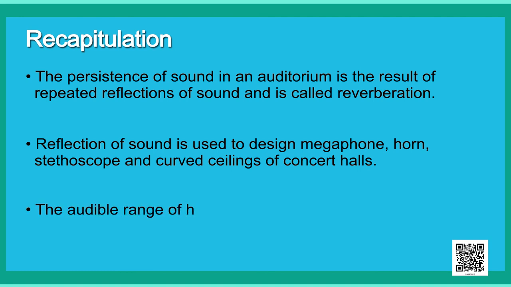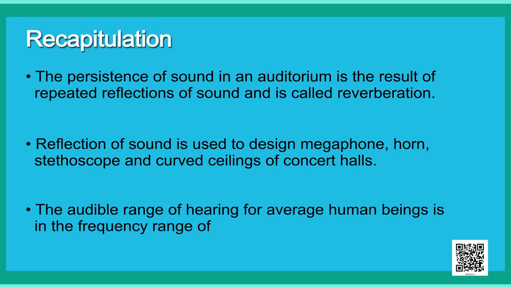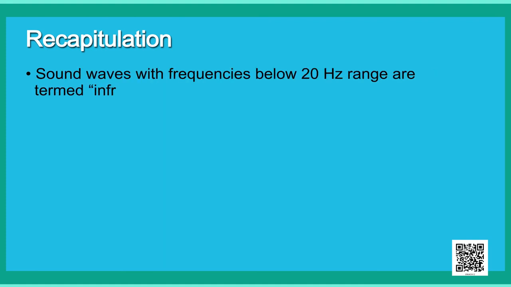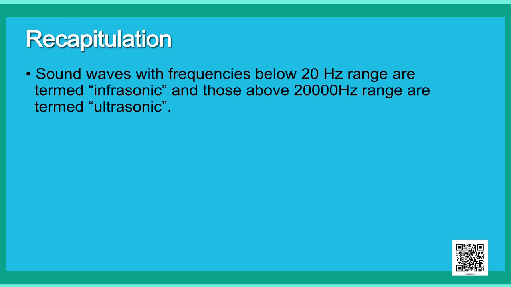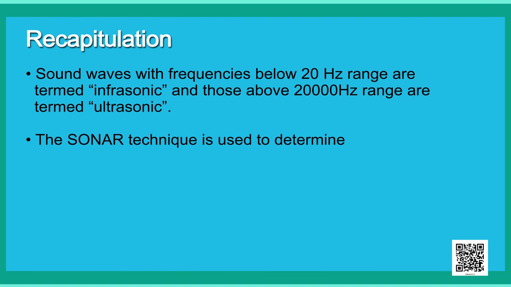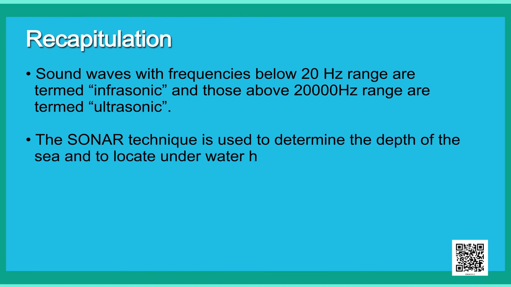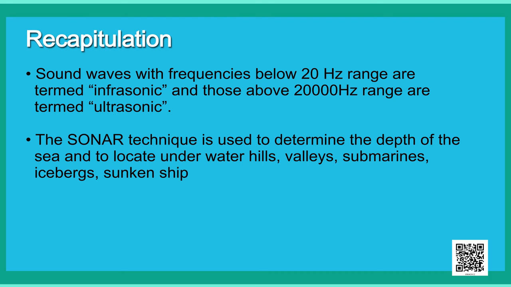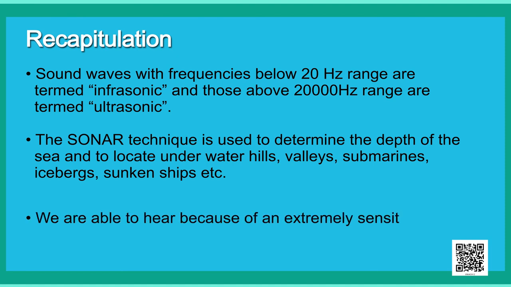The audible range of hearing for average human beings is in the frequency range of 20 Hz to 20,000 Hz. Sound waves with frequencies below 20 Hz are termed infrasonic, and those above 20,000 Hz are termed ultrasonic. The sonar technique is used to determine the depth of the sea and to locate underwater hills, valleys, submarines, icebergs, sunken ships, etc. We are able to hear because of an extremely sensitive device called the ear.